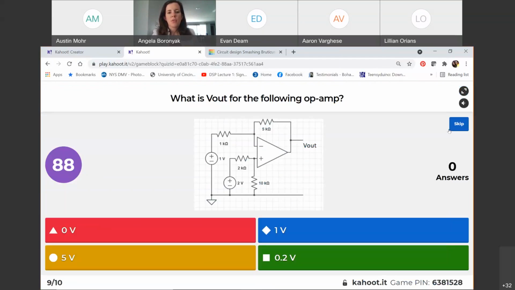What is V out for the following op amp? We have a 1 volt source here, a 2 volt source here, 1 kilo ohm for my inverting input, 5 kilo ohm from inverting to output, 2 kilo ohms to my non-inverting input, 10 kilo ohms to ground.